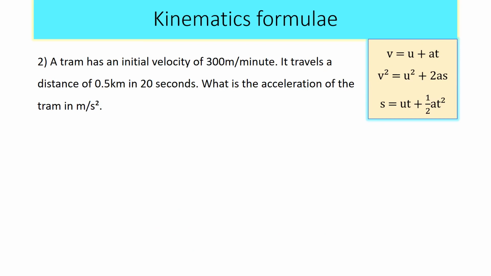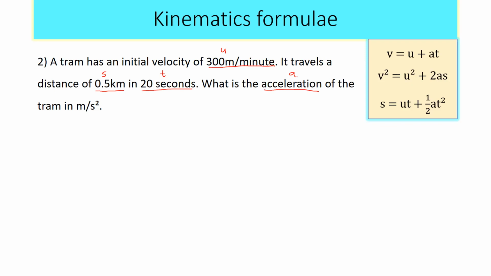Let's have a look at another one. A tram has an initial velocity of 300 meters per minute. Initial velocity, so this is u. It travels a distance of 0.5 kilometers, so this is s, in 20 seconds, so that is t. What is the acceleration, so that is a we're looking for, of the tram in meters per second squared.